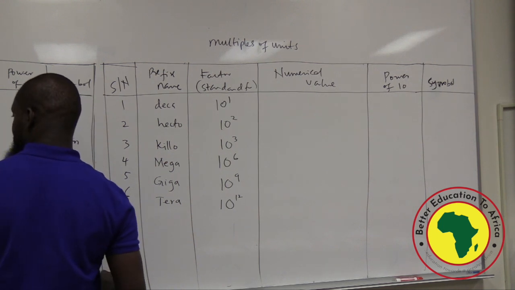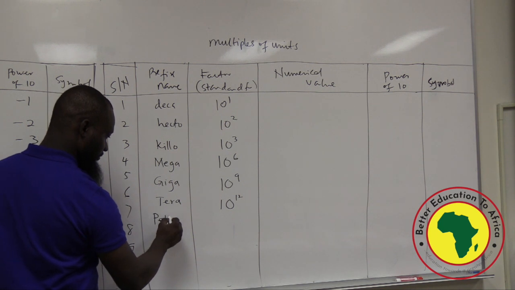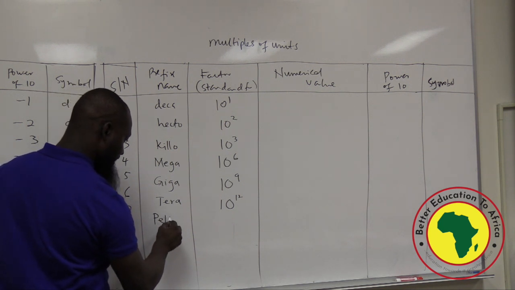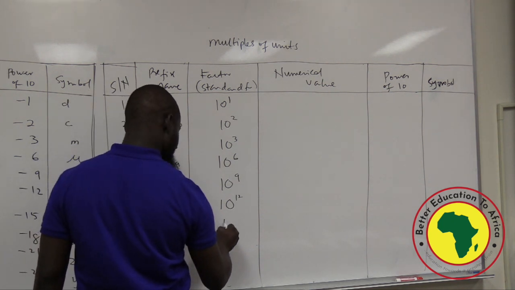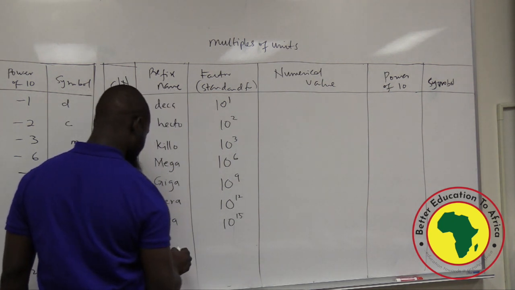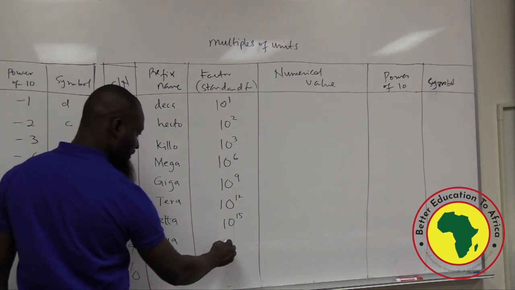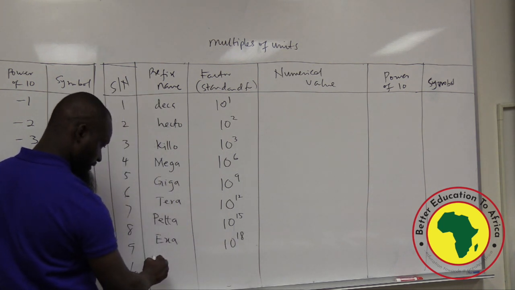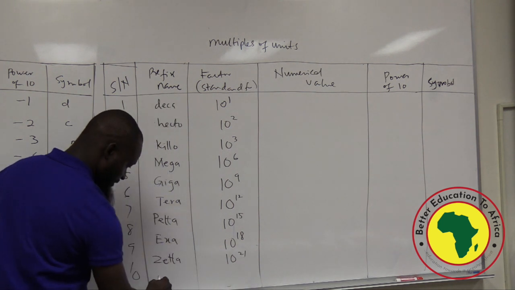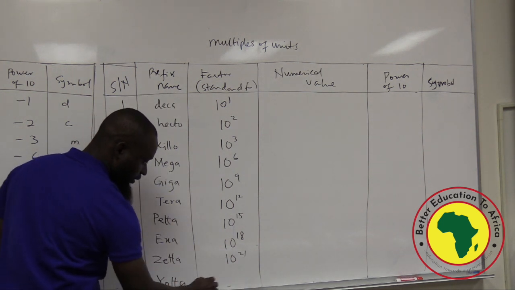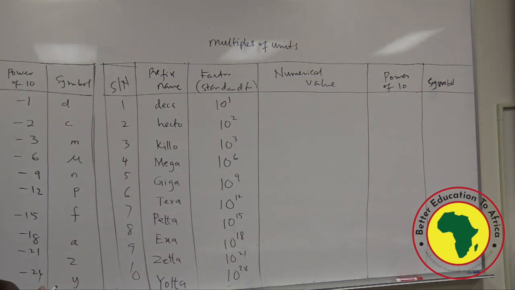Okay? So that, then we're going to have peta, which is 10 to the 15, okay? Exa, 10 to the 18, zetta, 10 to the 21, and yotta, 10 to the 24. So these are larger words, okay?